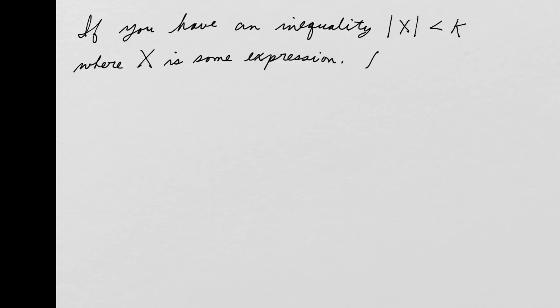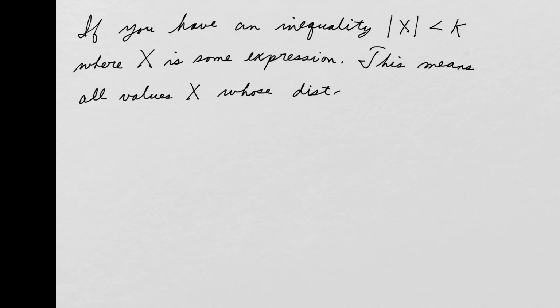So this means all values x whose distance from 0 are less than k. Right? Because the absolute value part, the left-hand side, absolute value of x, means the distance from 0. And we're saying the distance from 0 has to be less than k.